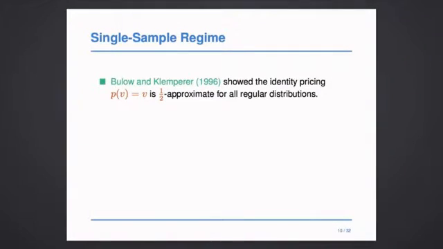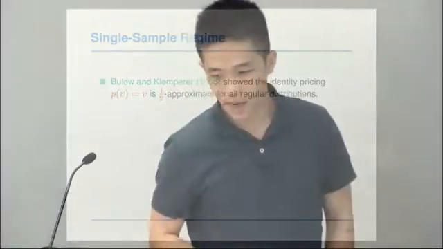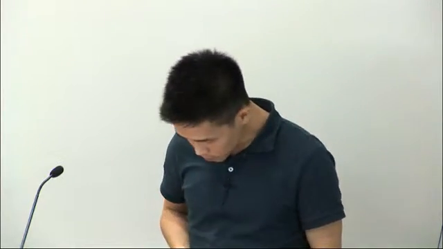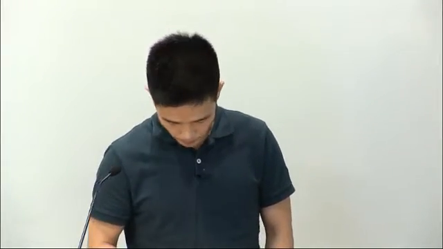Now, let me also go over some of the results for the single sample regime. This is a classic paper by Bulow and Klemperer. They basically show that if you have one sample and you use that sample as your reserve price, then this is a 1/2 approximation, assuming the distribution is regular. And for the more restricted MHR version, basically no result is known prior to our work. People just plug in this 1/2.